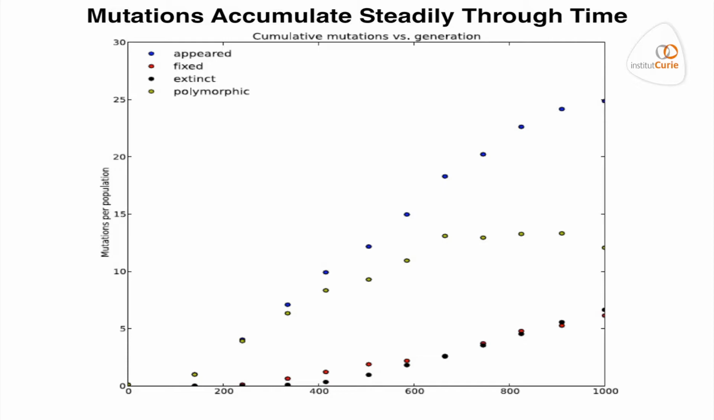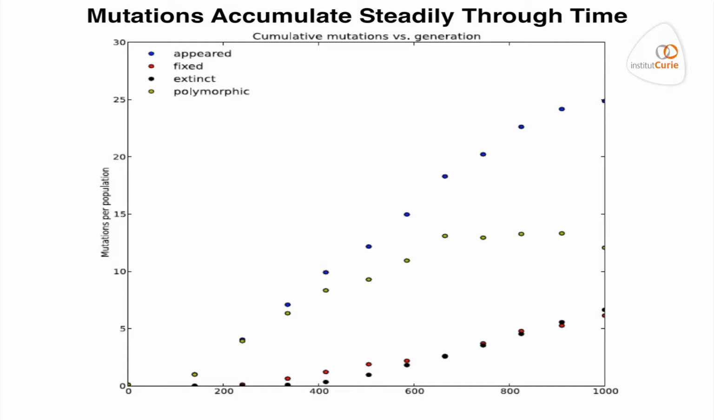All right. So the first thing we can see about all this is just looking across all of these populations. Mutations accumulate steadily through time. So they just appear, and then they go extinct sort of steadily through time, so you get some steady state polymorphism. So across all the populations, there's some steady process going on average.